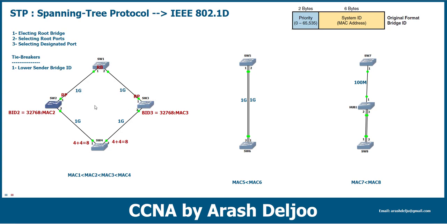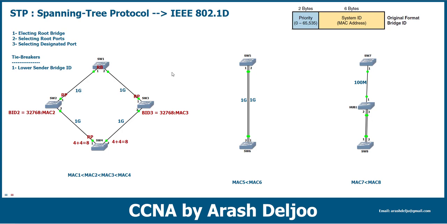And after that, for each switch, the port that connects to the switch with the lower cost is the root port. For example, here you know that MAC2 has a lower value than MAC3, and because of that the port connected to switch 2 is the root port. So easy. This is the first tiebreaker. With this tiebreaker, we are finding the root port.